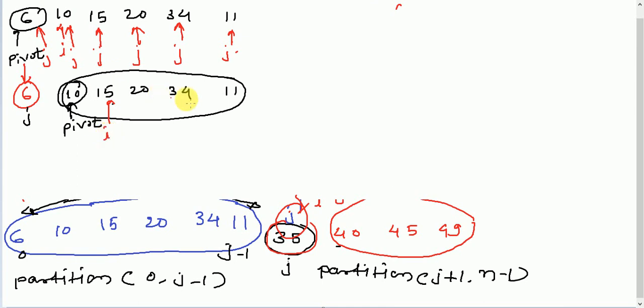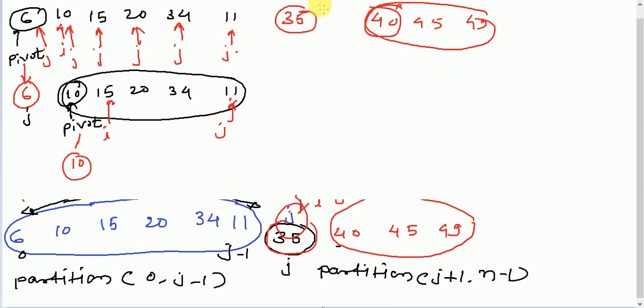I is pointing to 15, j is pointing to 11, and then that will go. Again, 10 will come as it is, because 10 itself is the smallest element in this array, and it will come here as it is. Similarly, on this side 35 will be coming, then 40, 45 and 49.